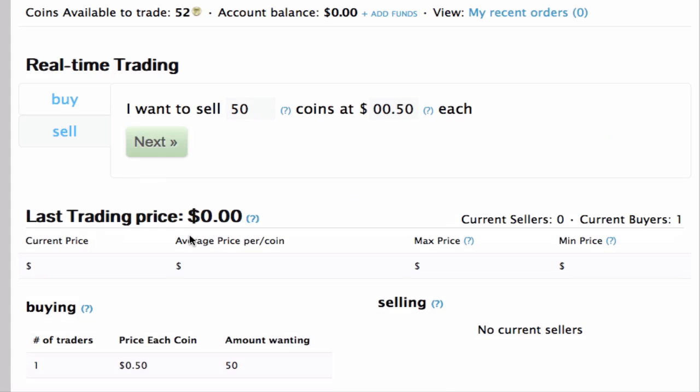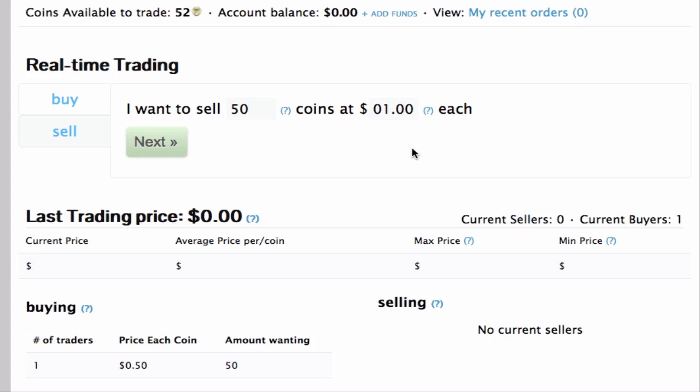Let's say I don't want to sell it for 50 cents. Well, that's fine. I can sell it for whatever price I want. So if I want to sell them for a dollar each, I can do that. But I'll have to wait for a buyer who is willing to pay exactly $1 in order for me to sell them. It works exactly the same as any stock market or any market around the world. It will work in real time.